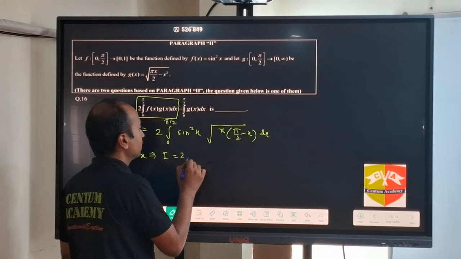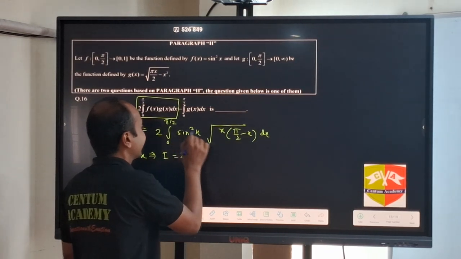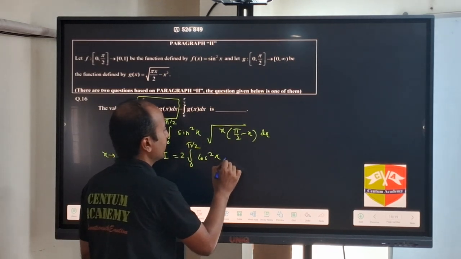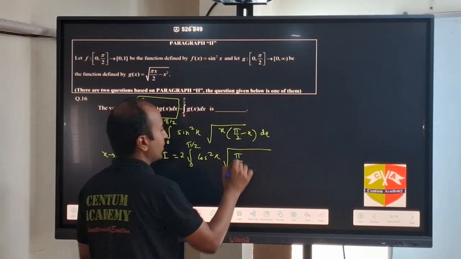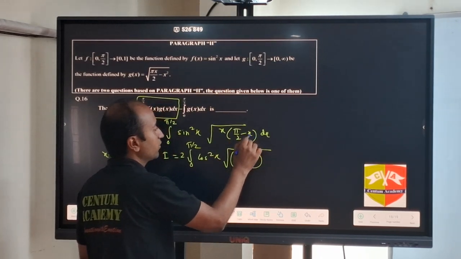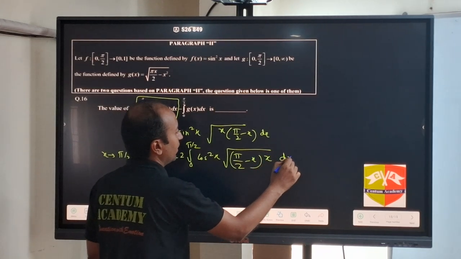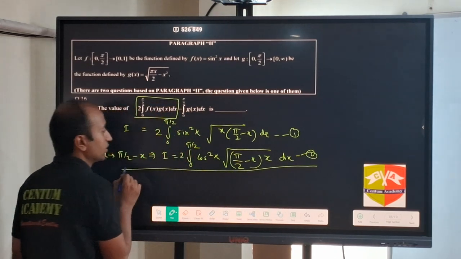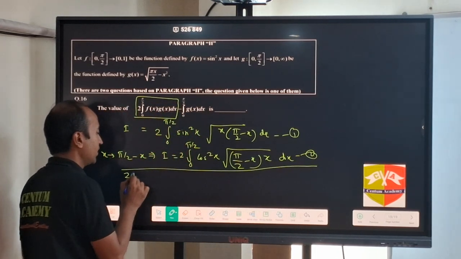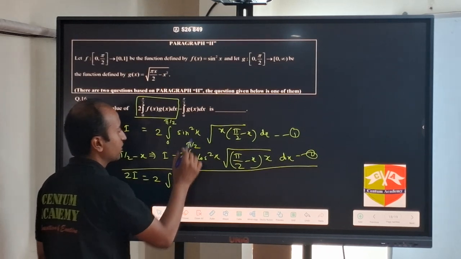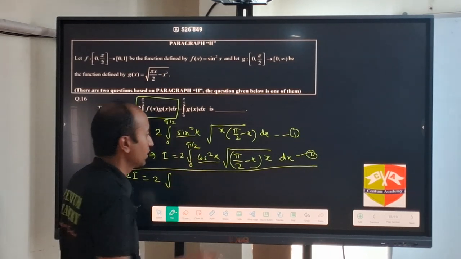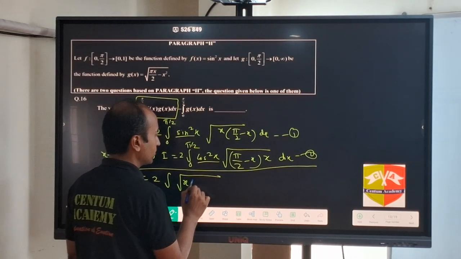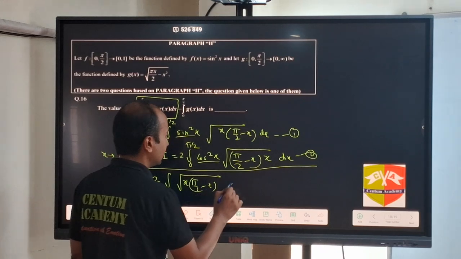So my I will be 2 times the integral from 0 to pi by 2. Sine of pi by 2 minus x will become cos x, so this will be cos square x times root of this x will become pi by 2 minus x, and this pi by 2 minus pi by 2 minus x will become x, and dx. Let us write it as equation 1, this as equation number 2. If I add both of these, then my 2I is equal to 2 times the integral of sine square plus cos square, which is 1. And the only integration that will remain is x times pi by 2 minus x dx.